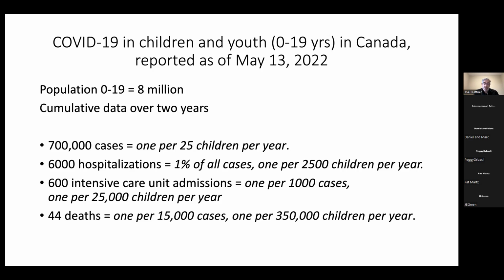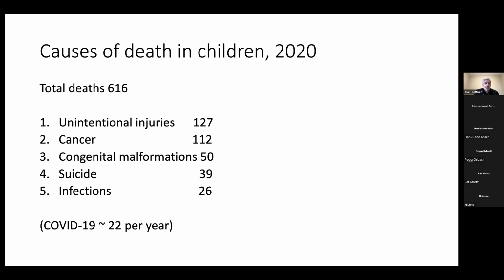44 deaths, debatable about how many of these deaths are primarily attributable to COVID because of changes in rules of death certification and for other reasons. 1 in 350,000 children so far per year. So I've adjusted for the time period. And that's 1 out of 15,000 cases. High, low, debatable. True, false, I don't know in terms of accuracy.